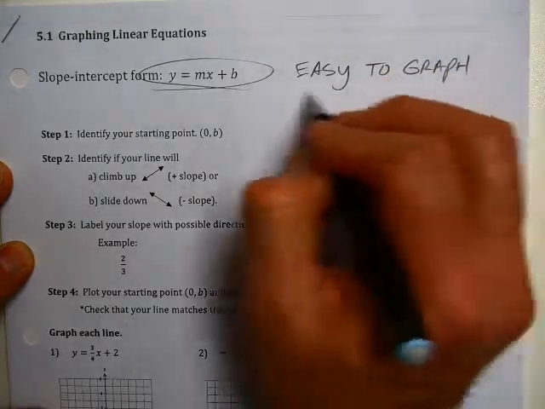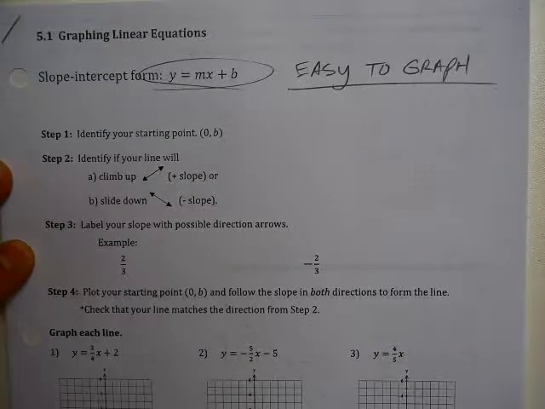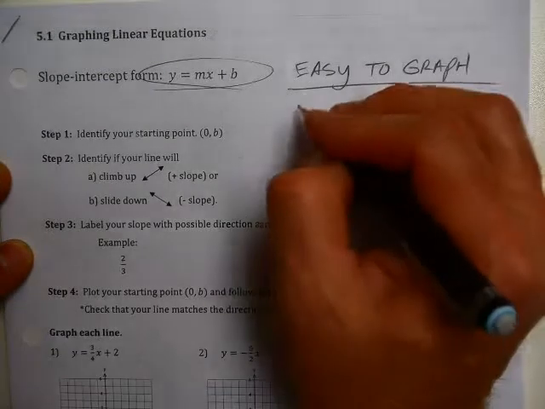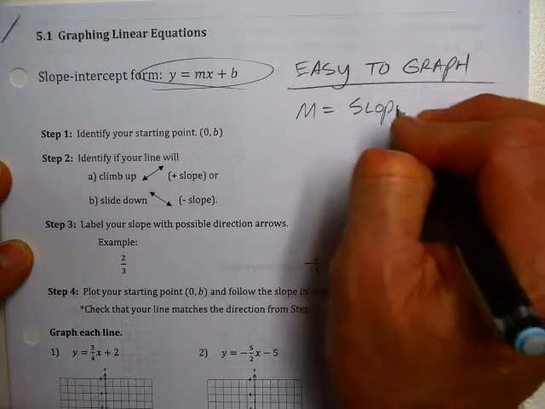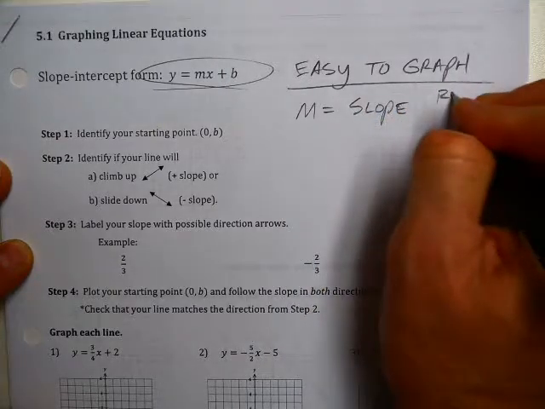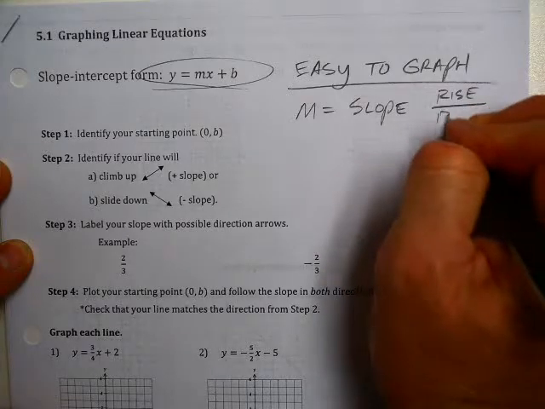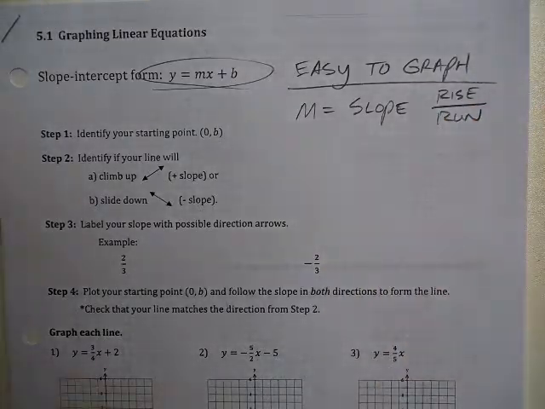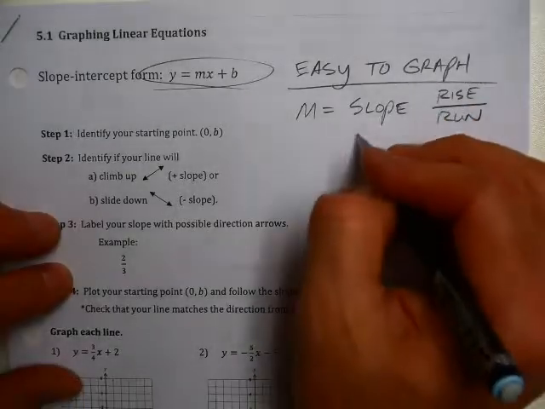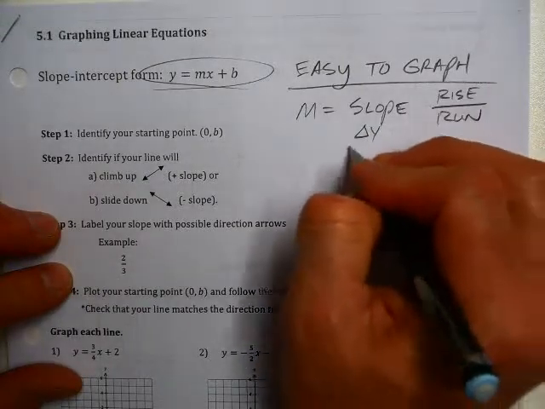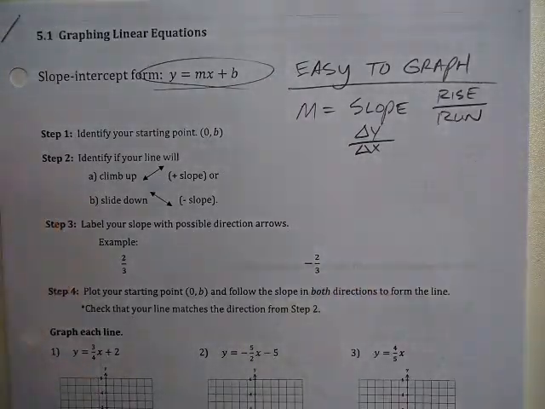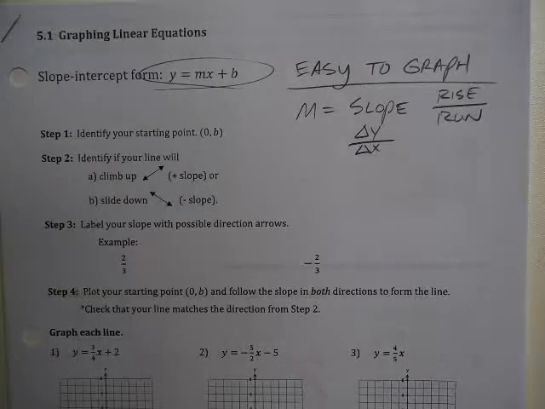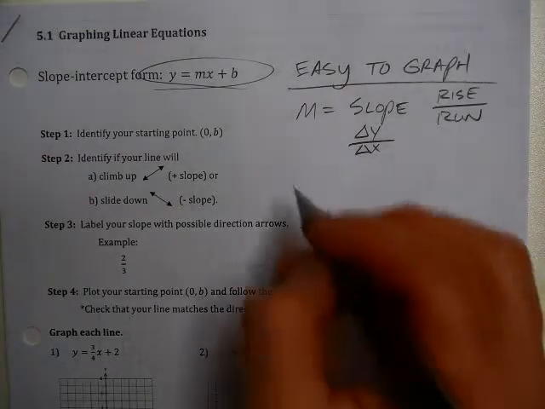It's also easy to write the equation if you have the graph. What we have to remember is that m is the slope, or rise over run. Lots of other ways to express that. Delta y over delta x, triangle y, that's change in y over change in x. And we've looked at a number of different ways to get that in the past. And the other thing is the y-intercept, the b.